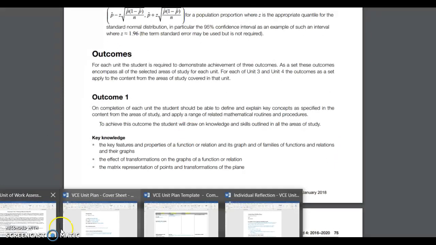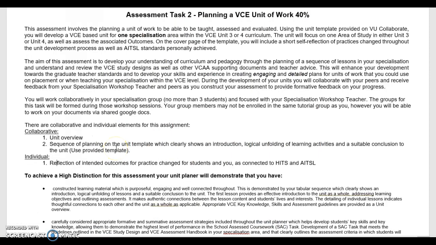So going back to the assignment, we would like you to use, as I mentioned before, the cover page of the template.